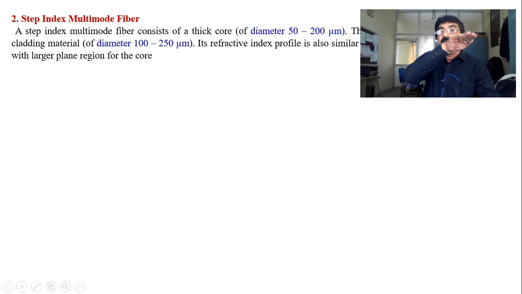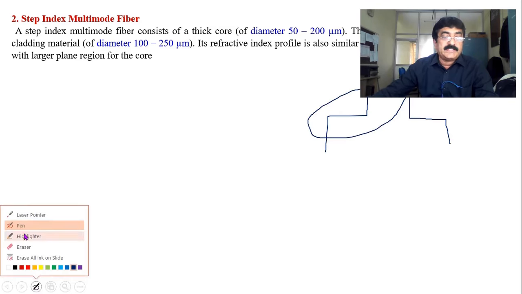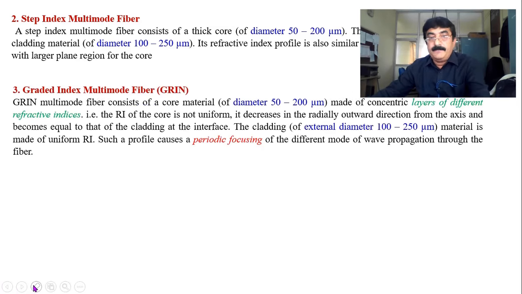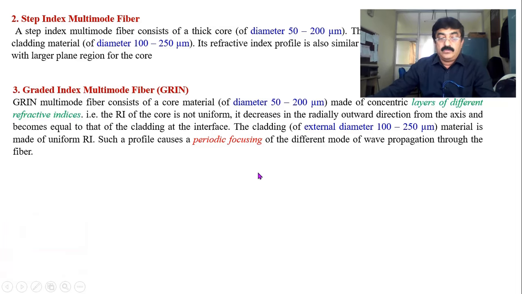Means it is constant, decreases, constant, decreases. So it looks like a step. So refractive index profile varies like a step. See, it remains constant and then decreases, remains constant, decreases. Even this side also remains constant, decreases, remains constant, decreases. See, this looks like a step. That is why it is called as a step index profile. Okay, so the diagram, okay, graded also I will explain. Then I will come to the diagram.